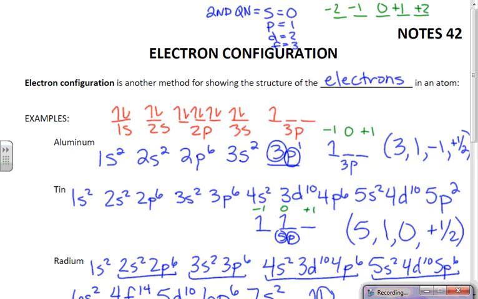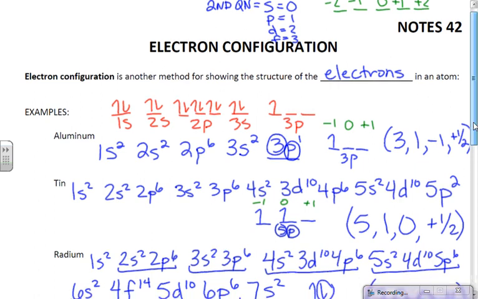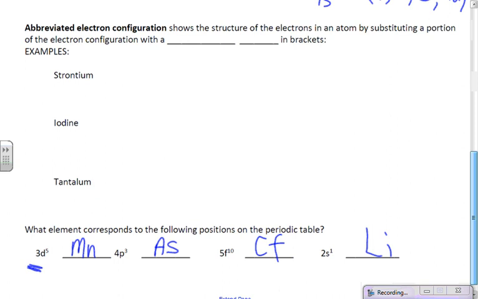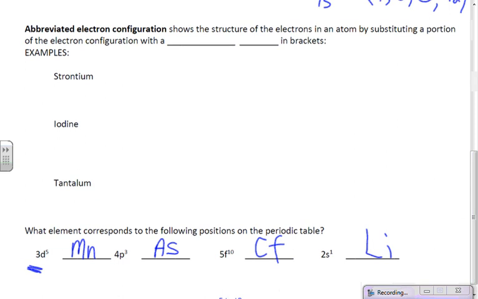Okay, now we're going to learn how to do the abbreviated electron configuration, which is going to eliminate a lot of the work that we have to do. So we're back on our notes, and we're going to look at these examples here. What we're basically going to be able to do is take a whole chunk of what we've been writing and replace it with a symbol of one of our noble gases. Where are the noble gases on the periodic table? Right, so that's going to be group number 18, or you can just put that it's the last column.